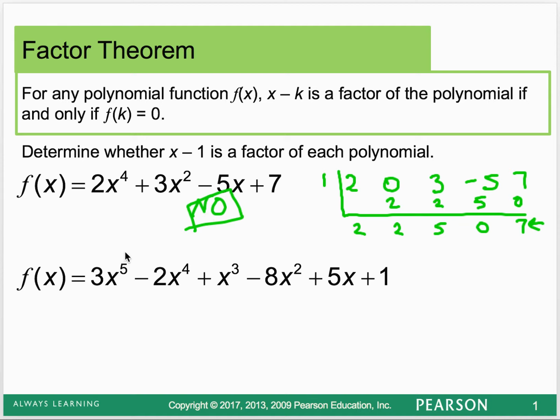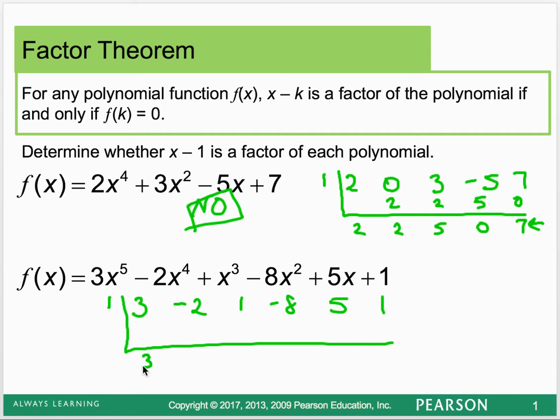Let's check this one. 5, 4, 3, 2, 1, 0. I'm good with all my exponents, so I'm just going to put these coefficients into my division frame, and once again try 1, only because that's what it's asking me.